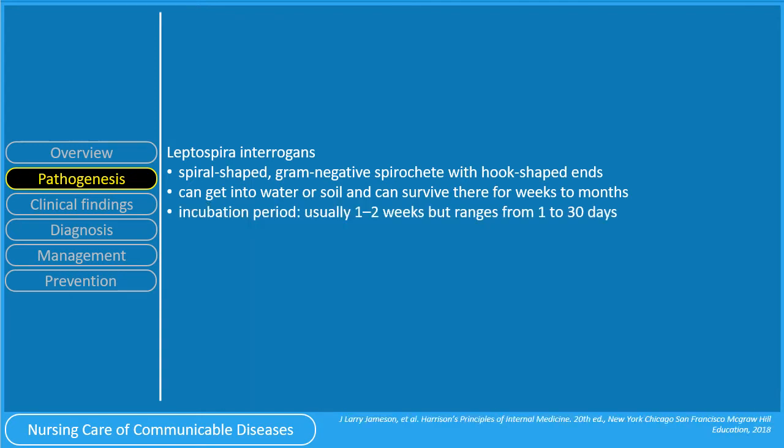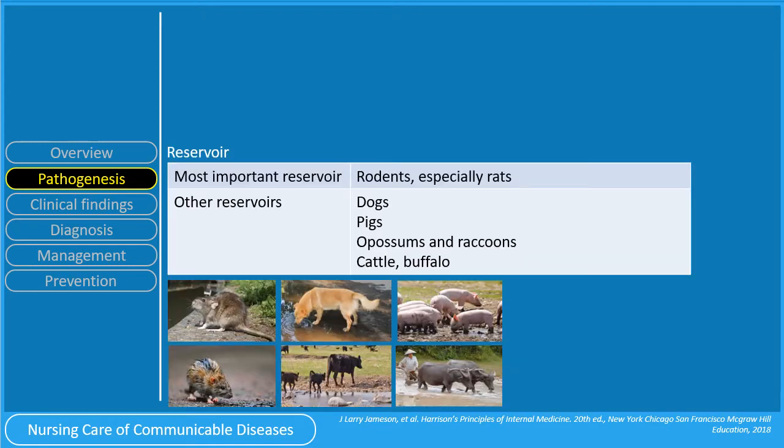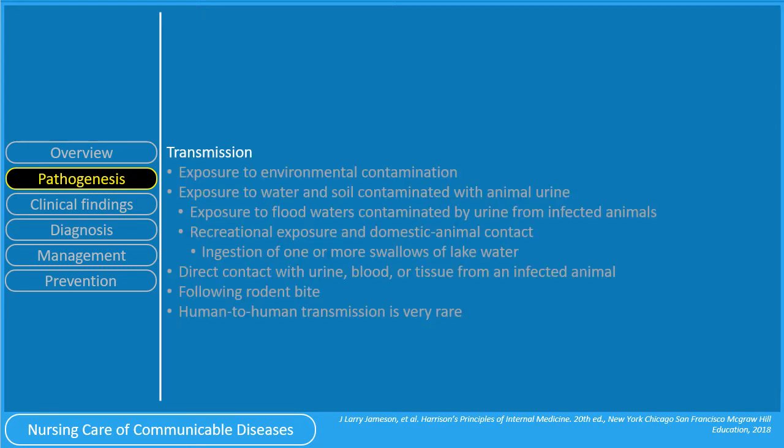The incubation period is usually 1 to 2 weeks, but ranges from 1 to 30 days. Rodents, especially rats, are the most important reservoir. Other reservoirs include dogs, pigs, opossums and raccoons, cattle, and buffalo. There are several ways of transmitting the spirochete.